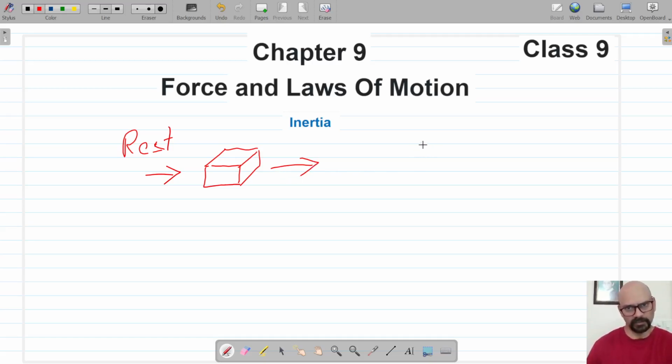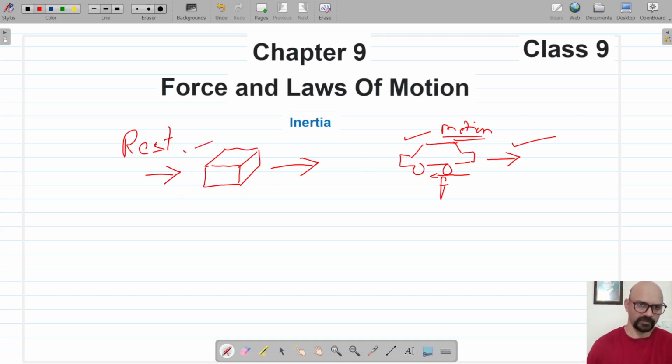And let's say there is a moving object, let's say this car. Now this car is in motion and it will continue to be in motion unless we apply brakes and the friction. If this is the moving direction, then the friction acts in the opposite direction that stops the car. So in both these cases, this object will continue to be at rest unless some external force is applied, and this object will continue to be in motion unless the force of friction acts in the opposite direction.